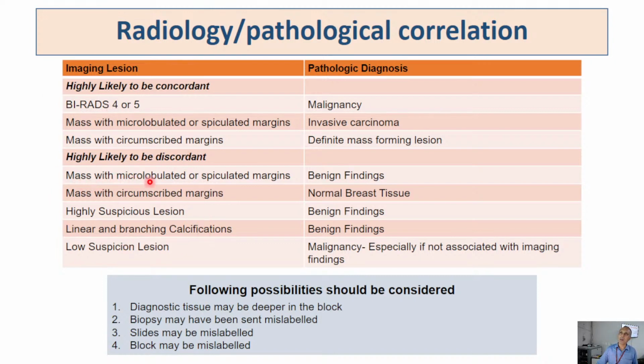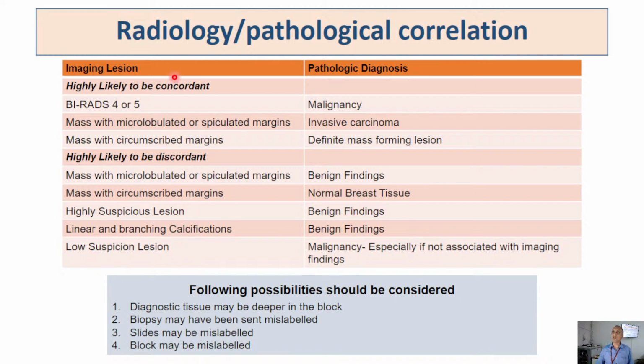What are these? Mass with suspicious margins, but you have a benign report. Mass with circumscribed margins, but we say it's normal breast tissue. A mass-forming lesion can never be normal breast tissue. If we say a highly suspicious lesion on radiology and you get a benign finding, that's a major discordance. And linear and branching calcification, which are most suspicious for ductal carcinoma in situ, and we are not able to find that, that's also a reason for a discordant case.